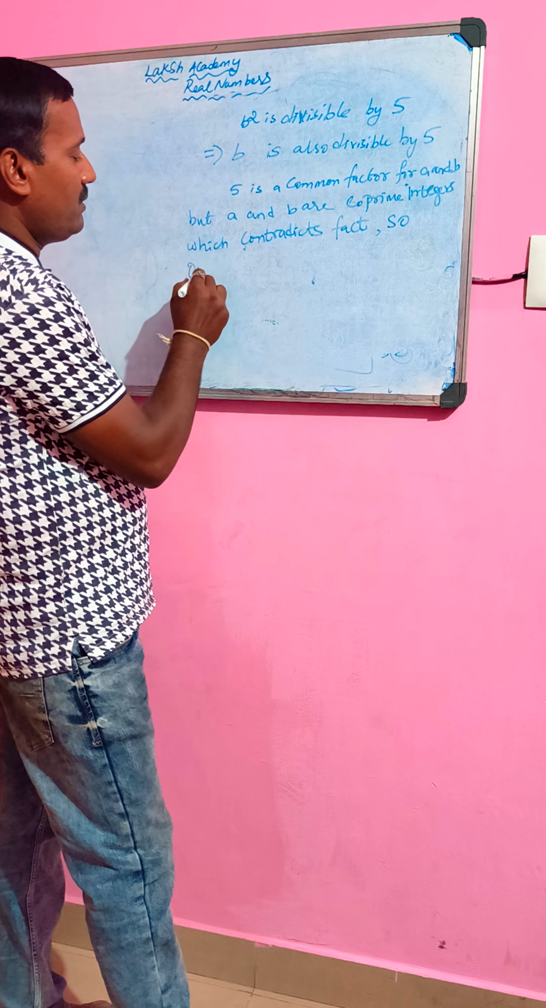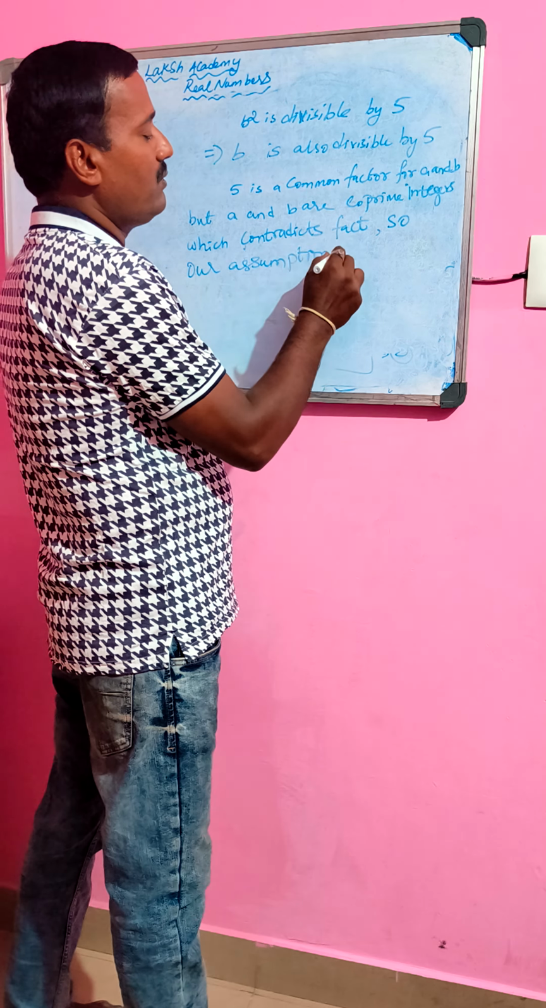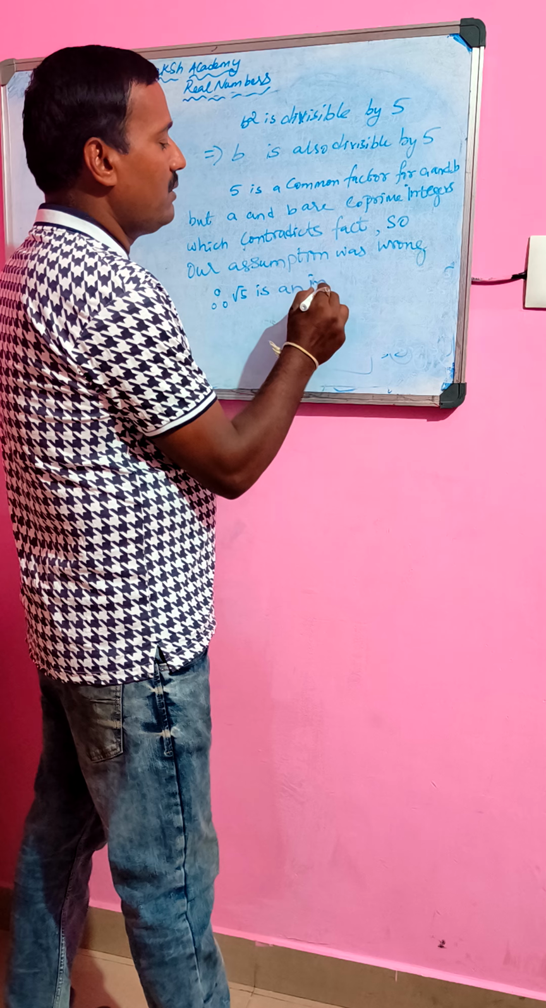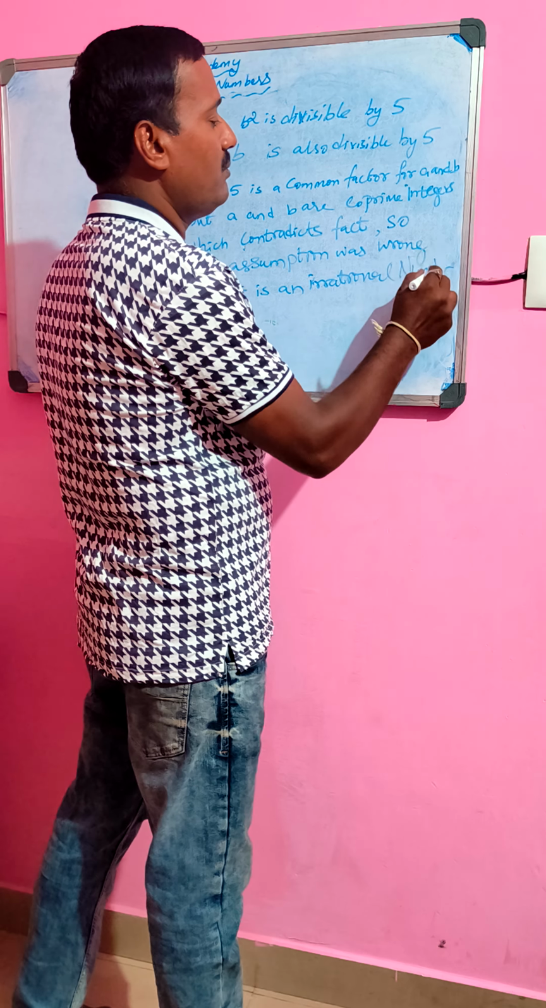So our assumption was wrong because we assumed root 5 is a rational number. So for that, a and b are co-prime integers which contradicts the fact. So our assumption became wrong. Therefore, root 5 is an irrational number. Okay, so like that we can complete that root 5 is an irrational number. That is an important 3 mark question.